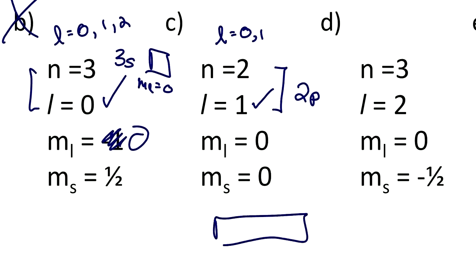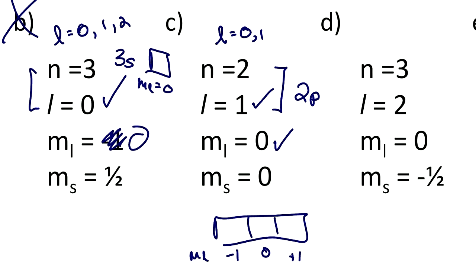3, yes, 3 boxes, great. All right, is that ML okay? Can a p subshell have a ML of 0? Yes, it can. Okay, perfect. Yes, because if we label these different orientations, it's going to be -1, 0, and +1. So yes, 0 is one of those boxes.